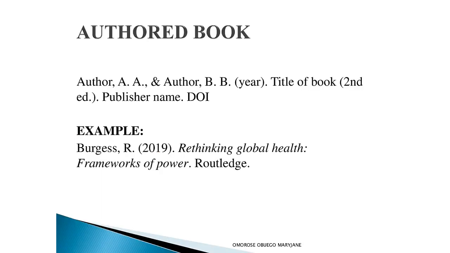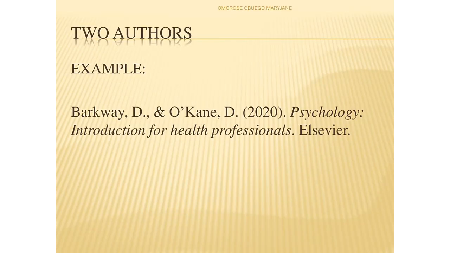So if you want to cite a book, what do you do? The first thing you do is to write the author's name, that's the author's surname, followed by the author's initials. If there is more than one author, write the first author's name followed by the initials and the second author's name followed by the initials, then open a bracket, put the year.